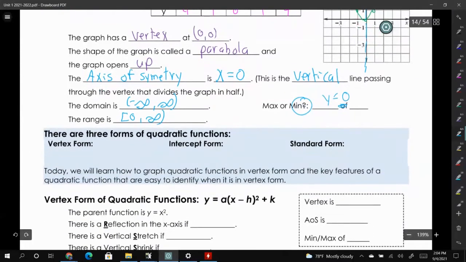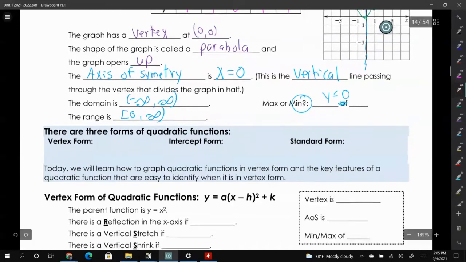And there are other forms of quadratic functions. We're talking about the vertex form here, but there is one called intercept form, and there is one called standard form, and we'll talk more about those later. But I included that here just so that you would know that there are other ways to write quadratics. We're not going to write them down here.